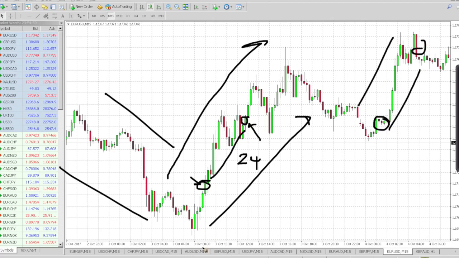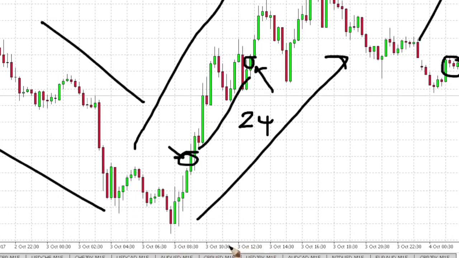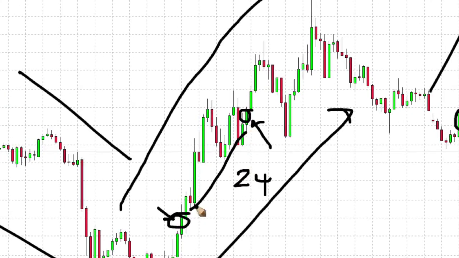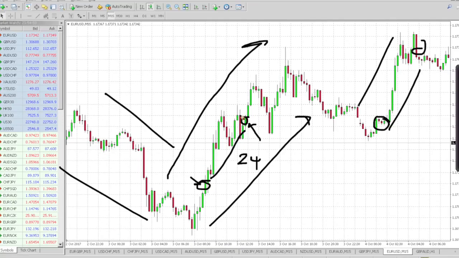So you can see that this trade from here to here was within the same day, within the 3rd of October. So how long did this trade take? One candle is 15 minutes, right? So 4 candles is 1 hour. So 1, 2, 3, 4, that's 1 hour. 1, 2, 3, 4, 2 hours. 1, 2, 3, half an hour. So this trade lasts for about 2.5 hours. That's it, and I'm out of the trade. So this is day trading, right?